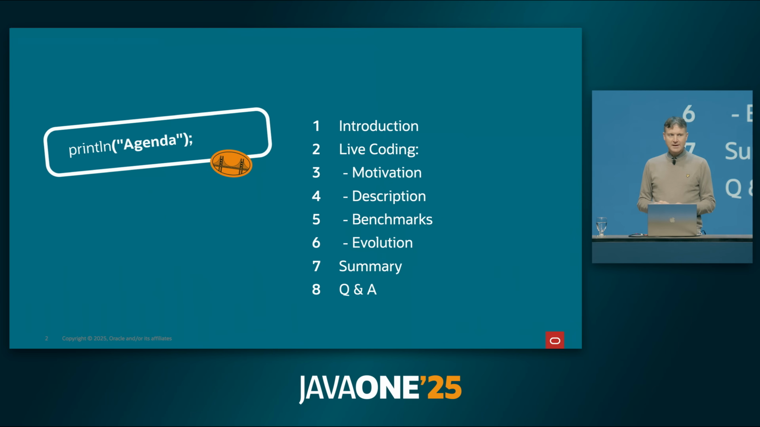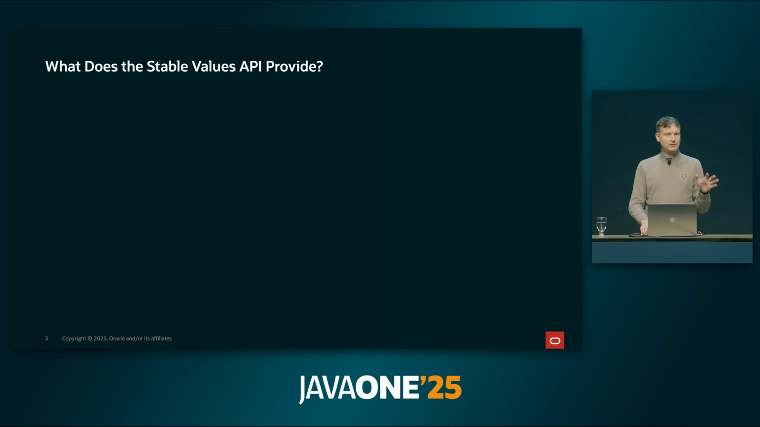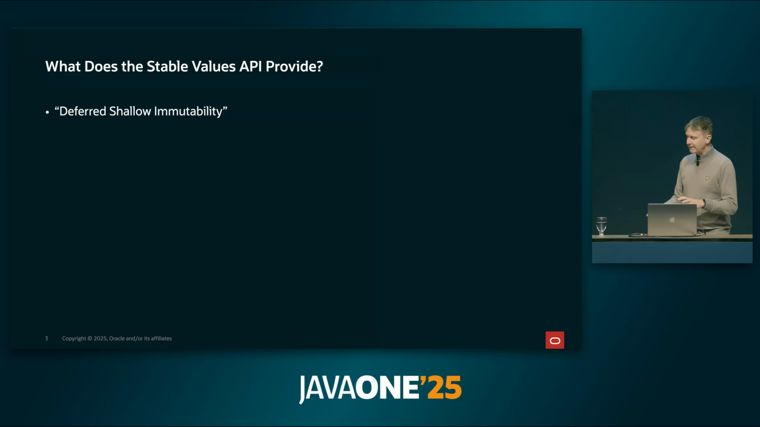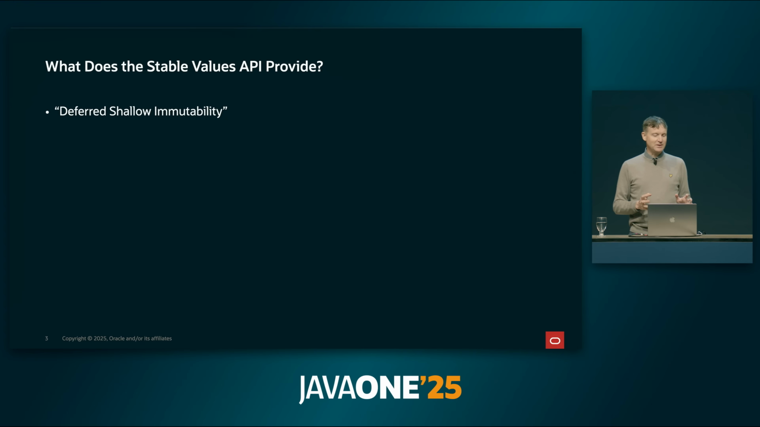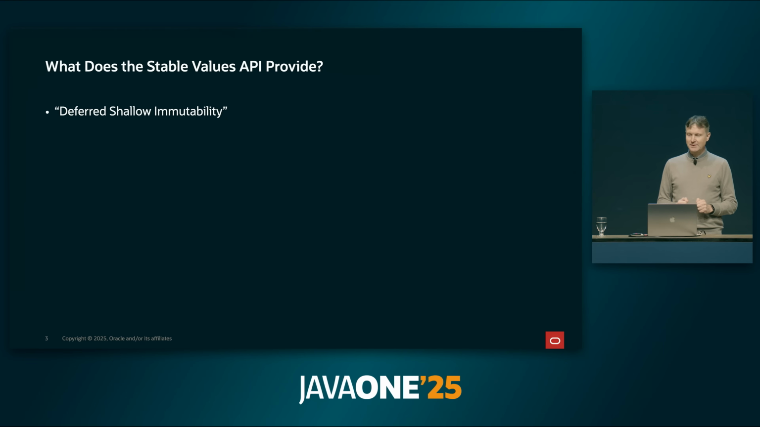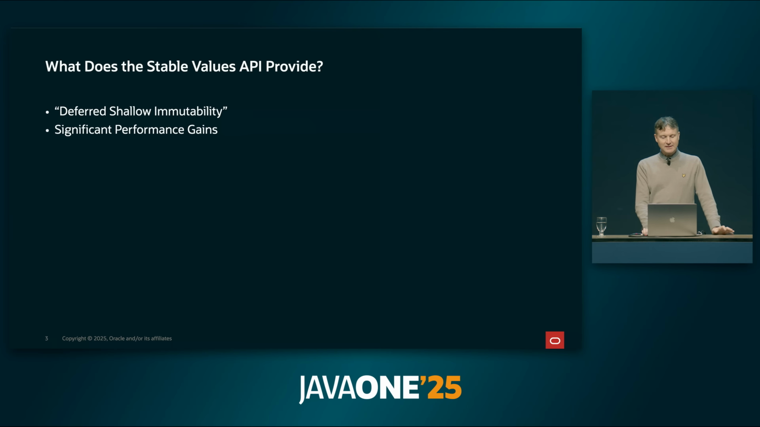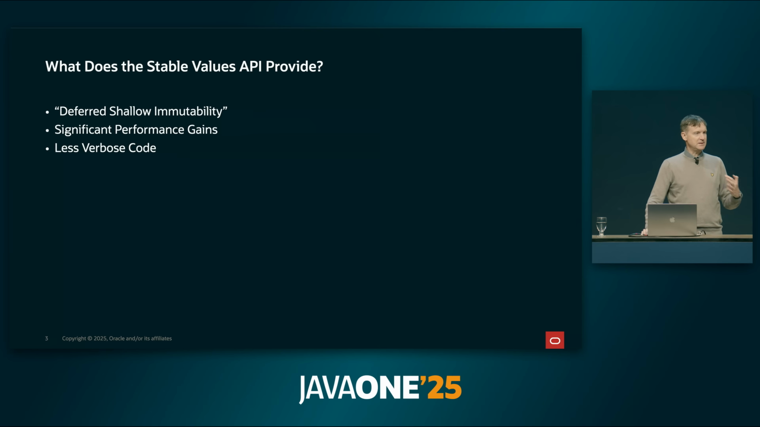Now, before I start, the stable value is just a single class in the API, in the JDK. So it's not a super big thing, but it's a new concept. So what does stable value actually provide? Well, this is an attempt to boil it down to something shorter. It's a deferred shallow immutability. So it's immutable, but it's not immutable directly. You can make it immutable later. And this can give significant performance gain and also give you better code. It's easier to read, and easier to code.